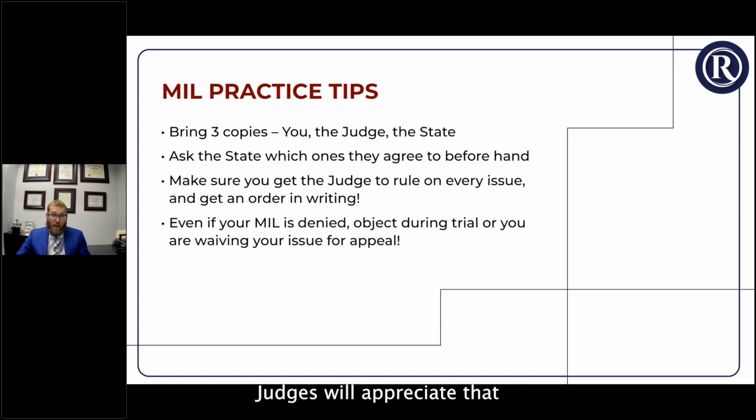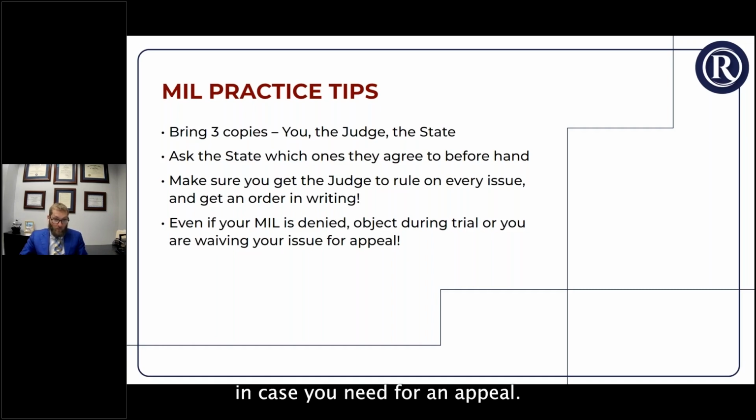Judges will appreciate that. You want to make sure you get the judge to rule on every single issue, and then you want to get that order in writing. So that's why I was saying your partner should have a copy of the motion in limine, and they can be writing number 1 granted, number 2 granted in part, number 3, and then you take that, write it on a little short order, give it to the clerk, and get the judge to sign it before you start voir dire. That way you have the pretrial rulings in the court file in case you need it for an appeal.